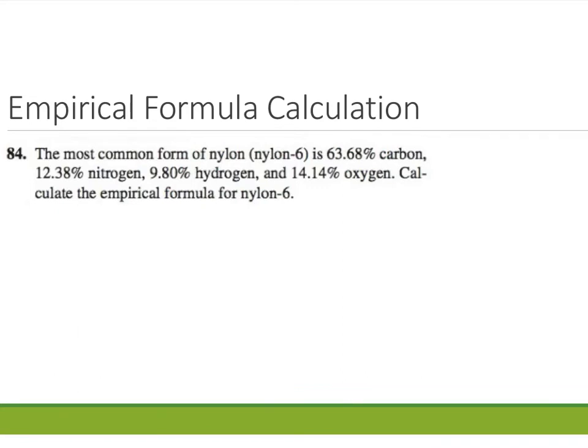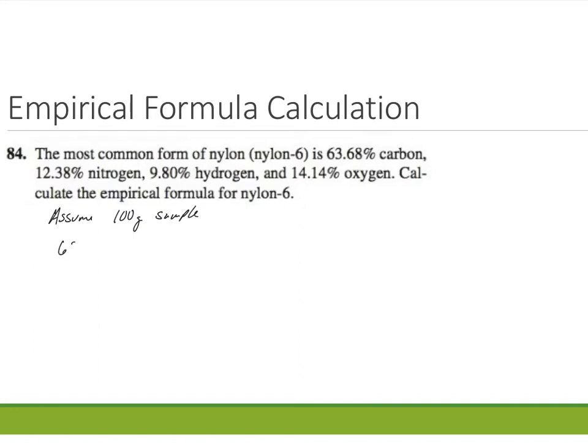So let's do a calculation for empirical formula from mass percent data. The most common form of nylons, which is nylon 6, is 63.68% carbon, 12.38% nitrogen, 9.80% hydrogen, and 14.14% oxygen. Let's calculate the empirical formula for nylon 6. So the first step is we assume we have 100 grams of sample. That means that each of those percentages now becomes grams.